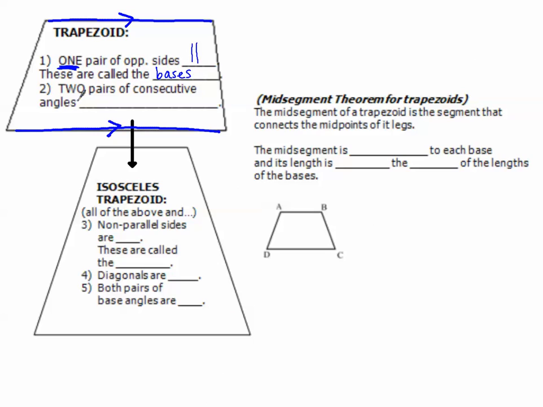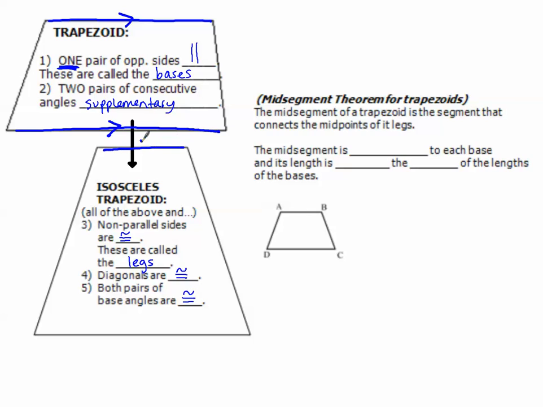Two pairs of consecutive angles are supplementary, just two, because we have fewer parallel lines, unlike a parallelogram where all the consecutive angles are supplementary. Make our trapezoid isosceles, and the non-parallel sides, which are the legs, are congruent. These are called the legs, those non-parallel sides. The diagonals will be congruent, and both pairs of base angles are congruent.